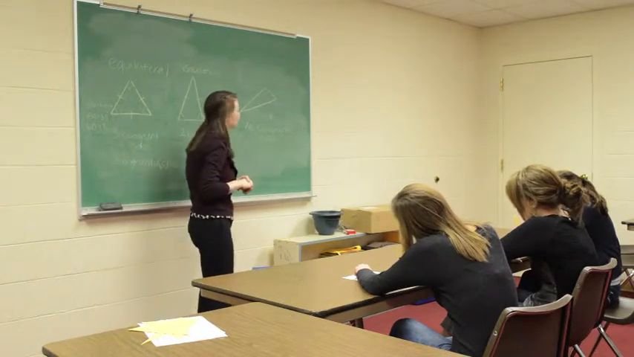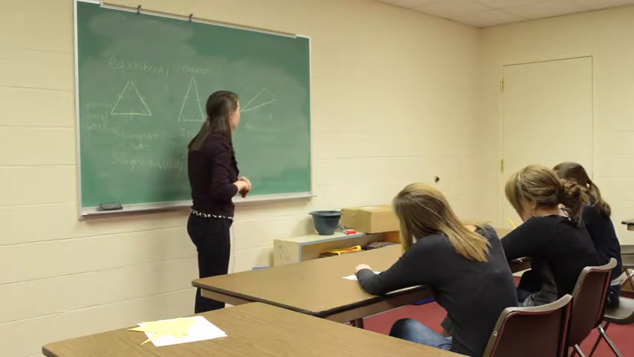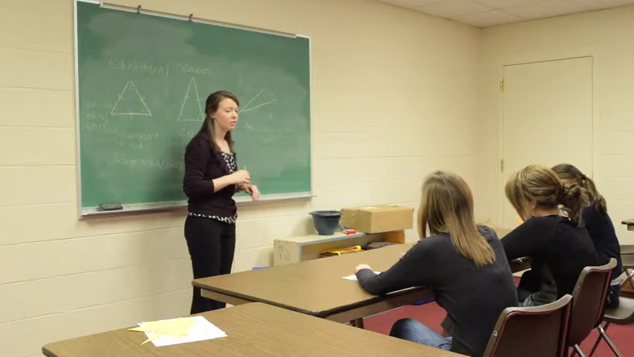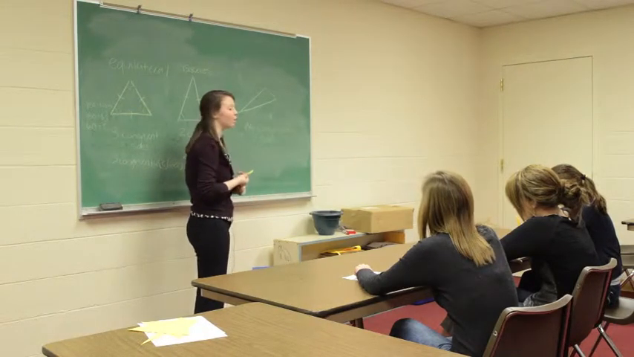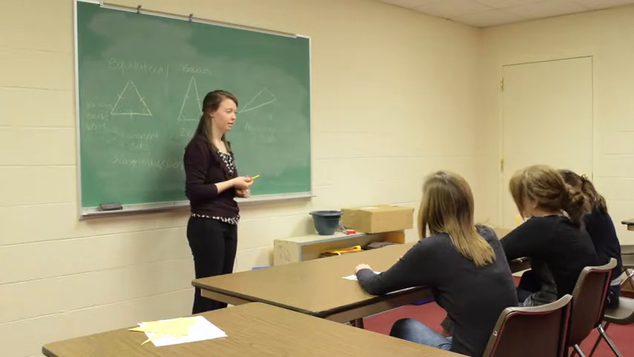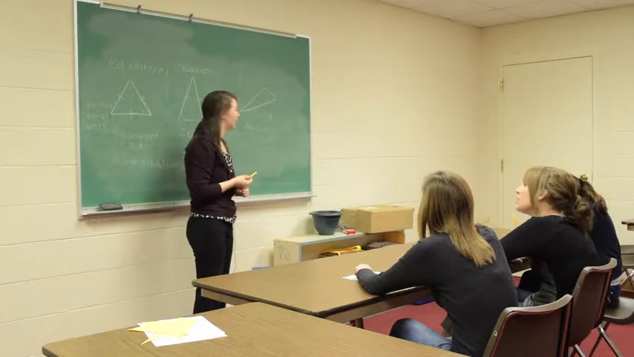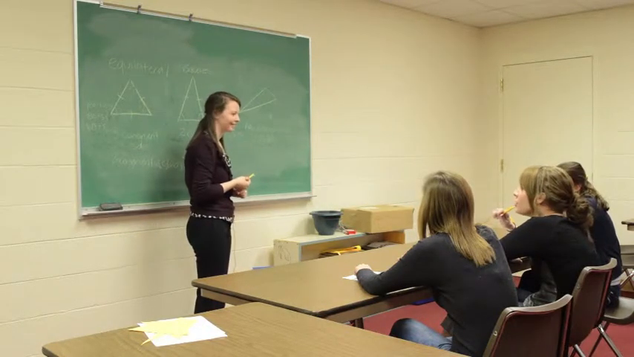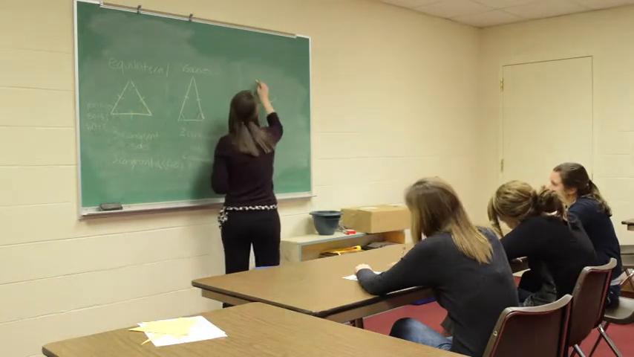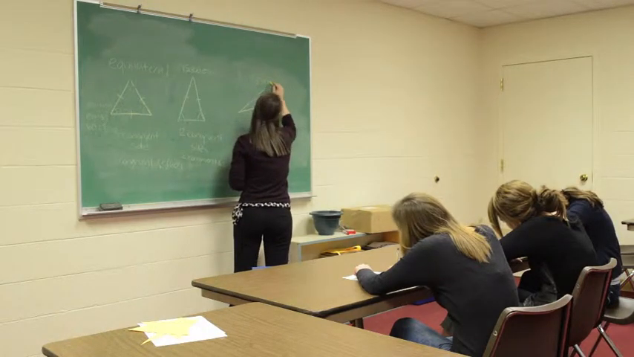Now we're going to move on to the third type of triangle. This type of triangle has no congruent sides. Does anyone know the generic name of a triangle that has no congruent sides? Is it a scalene triangle? It is a scalene triangle. Well done, Anna.